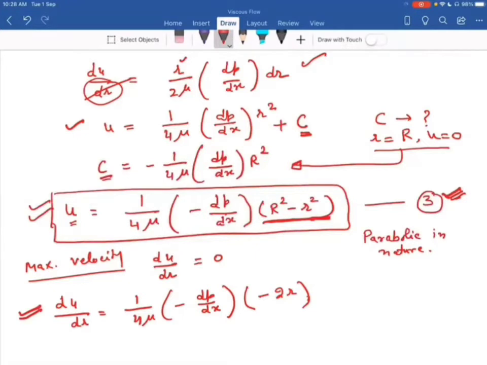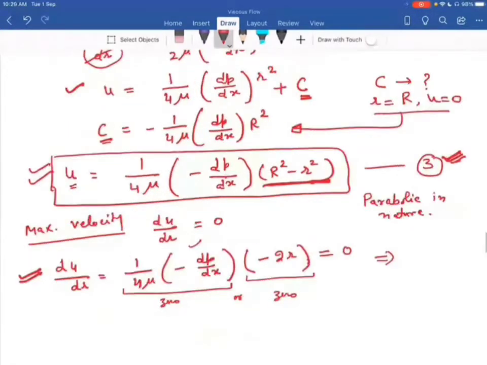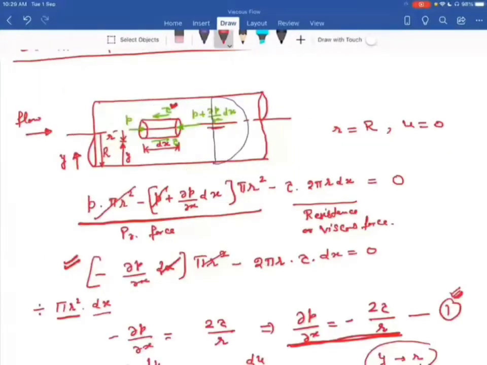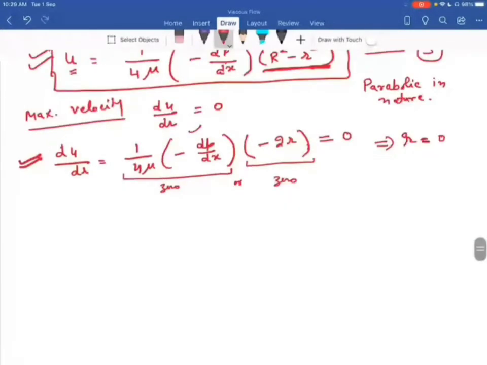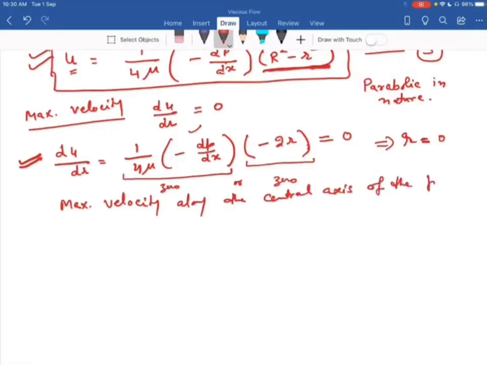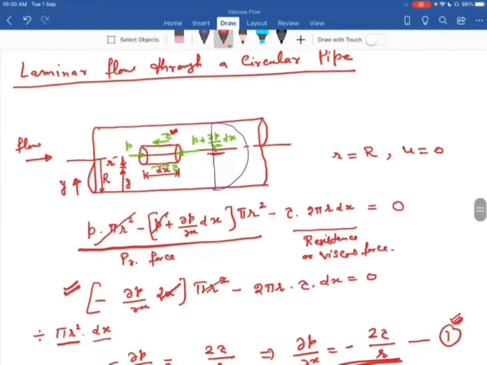Now put this equal to 0. So that means either this term is 0 or this term is 0. The pressure drop cannot be 0, mu cannot be 0. So therefore, r should be equal to 0 for maximum velocity. That is along the center of the pipe, along the axis of the pipe. So you can say the velocity is maximum along the central axis of the pipe. So you have Vmax along the center.